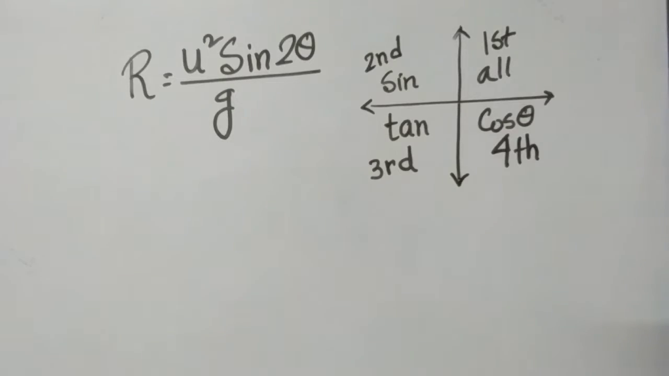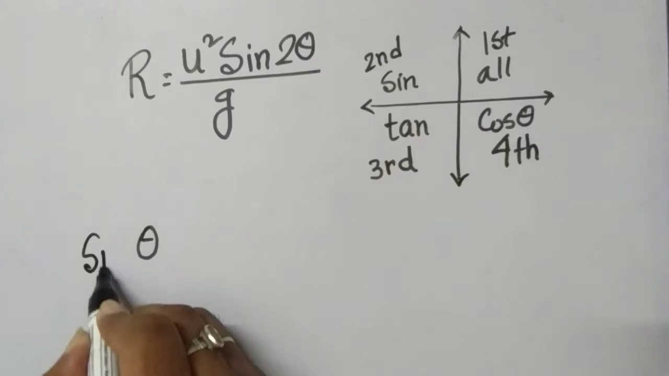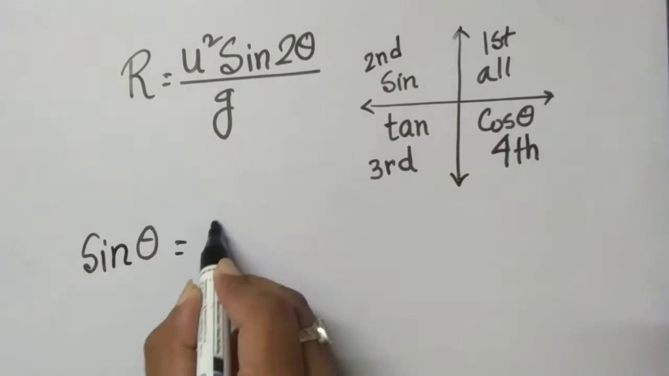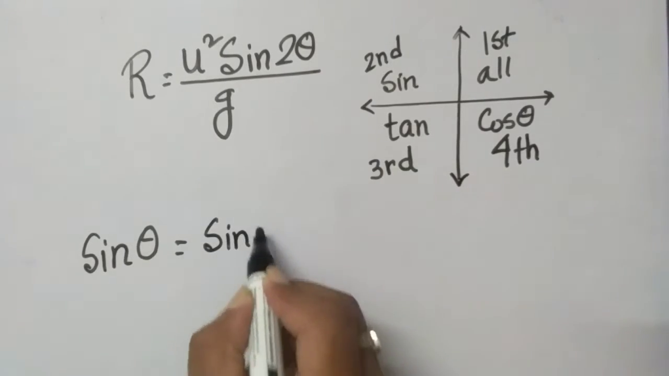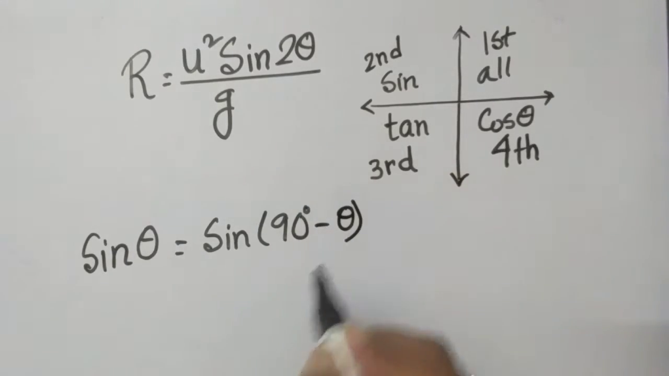So if sin theta can be written as sin of 90 degree minus theta, is it possible? Obviously we will say no.